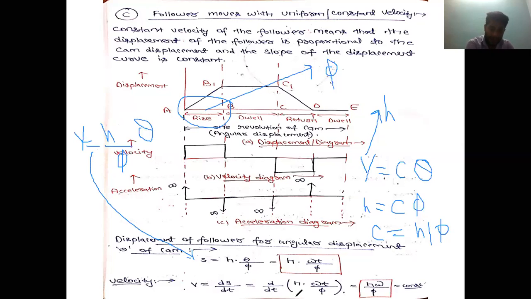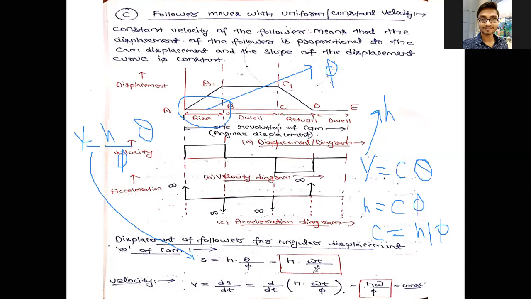Fine. I also know that displacement is equal to speed into time. So angular displacement theta is equal to speed into time. So I can write this expression as s is equal to h into displacement theta. Displacement is speed into time. Speed is angular speed, that means omega, into time taken t, divided by phi.